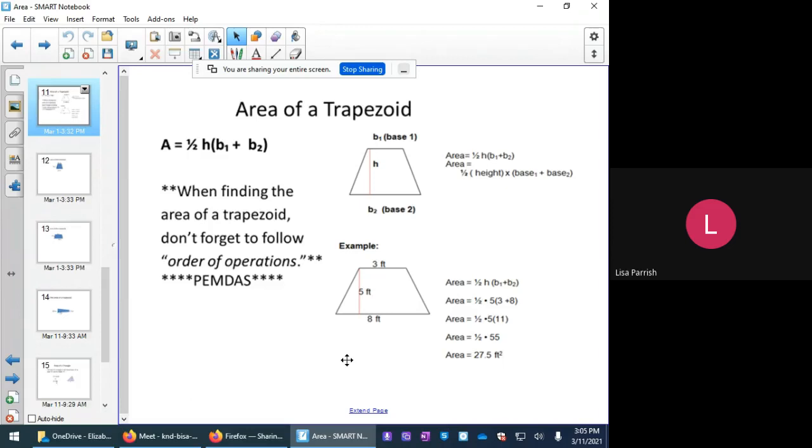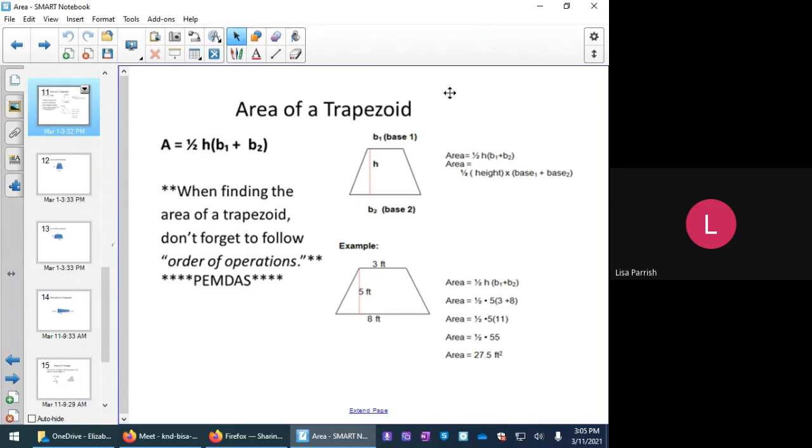I am coming to you today to continue our lesson on area. As you know from yesterday, we started our geometry unit. Mr. Harden started our area lessons. We covered 4 shapes yesterday. We covered squares, rectangles, parallelograms, and the rhombus.